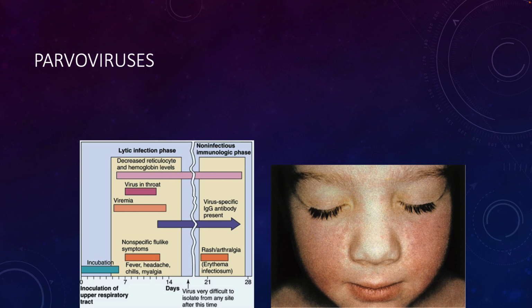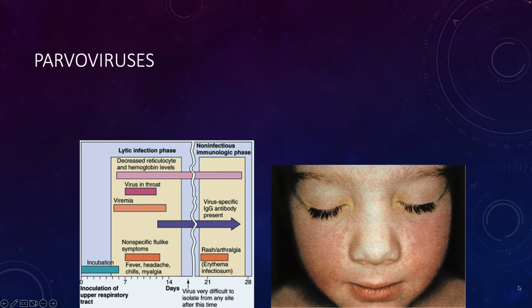Again, it's fairly contagious, relatively common. A lot of times children won't even go to the physician because they'll clear the infection on their own, non-specific flu-like symptoms, fever, headache, chills, muscle pain. The rash, though, can be what would signal a caregiver to take the child to the physician.